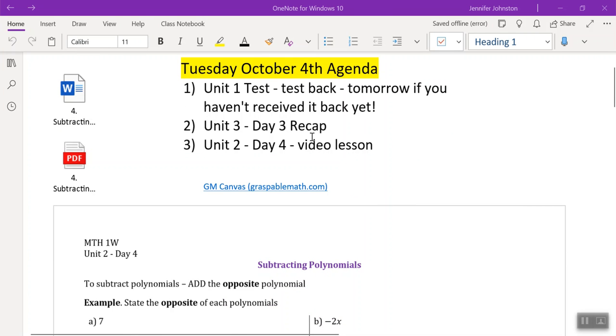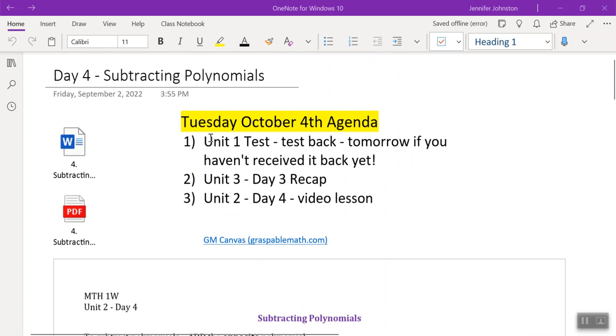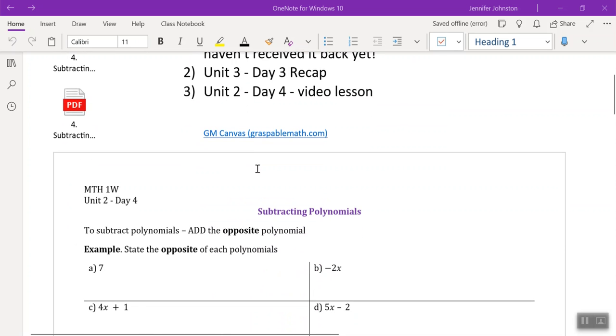All right, so day 3 recap. What did we do yesterday? Hit pause and ask them. All right, so yesterday we looked at adding polynomials. So we first of all highlight which like terms we have, drop the brackets, collect the like terms, and then put them all together and add.